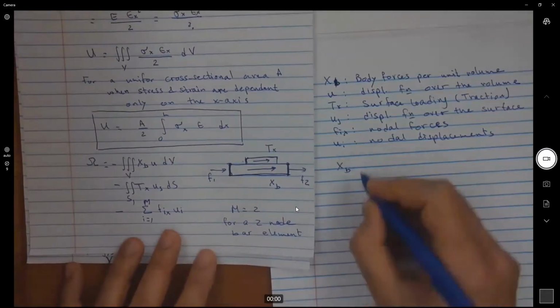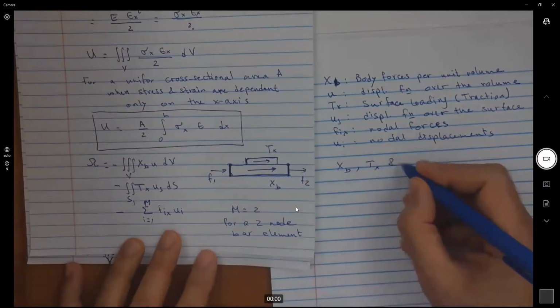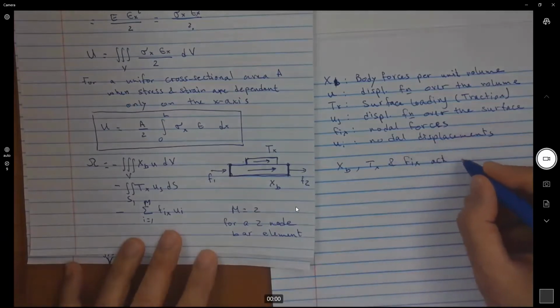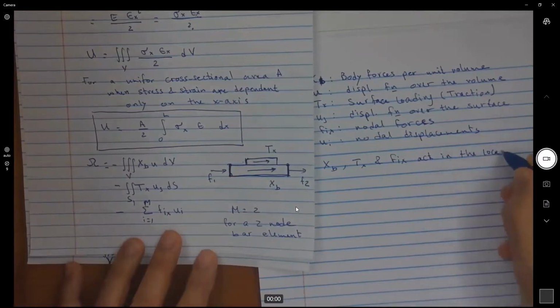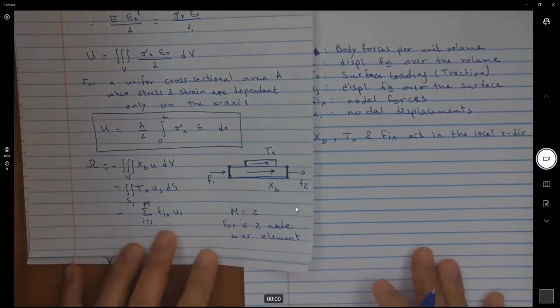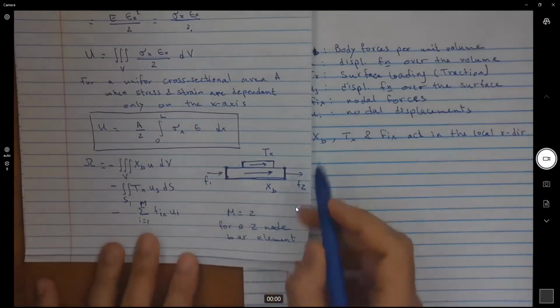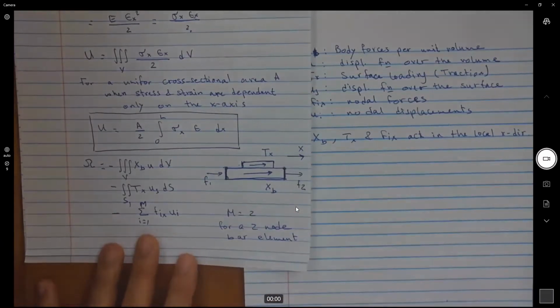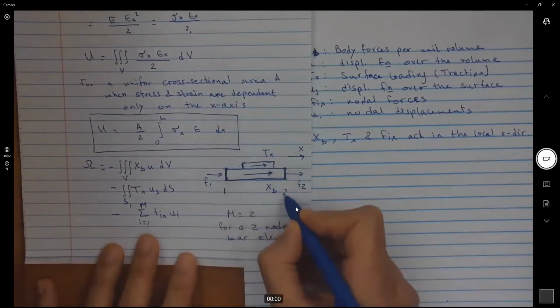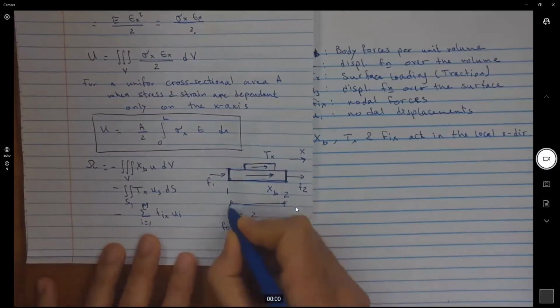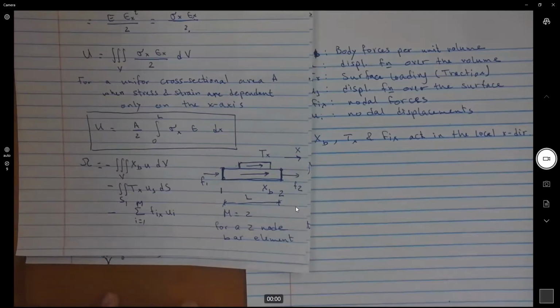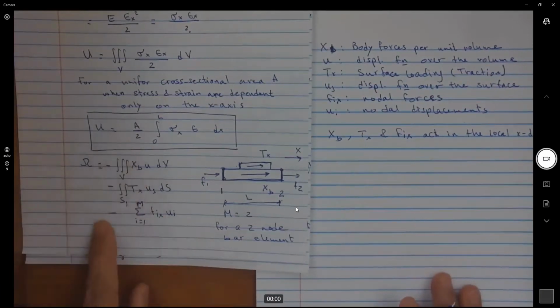Now it's worth noting that XB, TX, and Fix, they all act in the local X direction. So as you can see here, they're all going in the local X direction. So I can label my bar here as node 1 and node 2, and it has a length of L. So what I'm showing here are really general forces. We may or may not have all of these. So now I have an expression for U and an expression for omega.